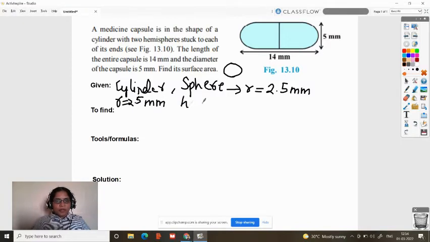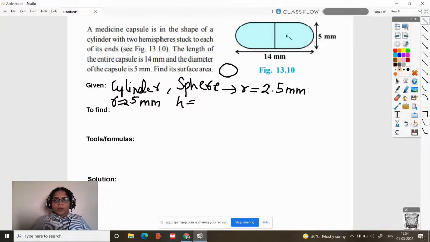Now, is there a way to find the height? Let's see. The entire length of the capsule is given as 14 mm. Is this the height of the cylinder? No, it is not. Why? Because the height of the cylinder is from the starting of the cylinder here to the ending of the cylinder here.